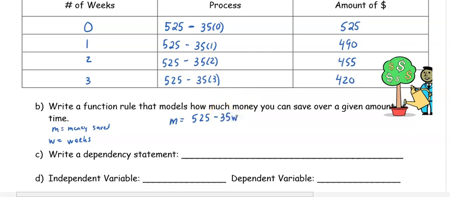So remember the independent variable is what's happening first, so that would be our number of weeks again. And our dependent variable would be what's happening, so the money that is still saved. So our dependency statement then would be money saved depends on the number of weeks.